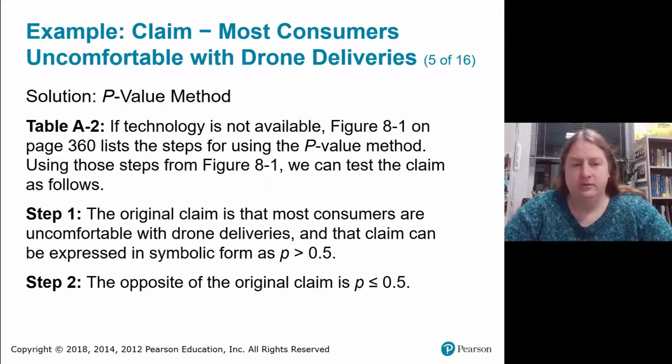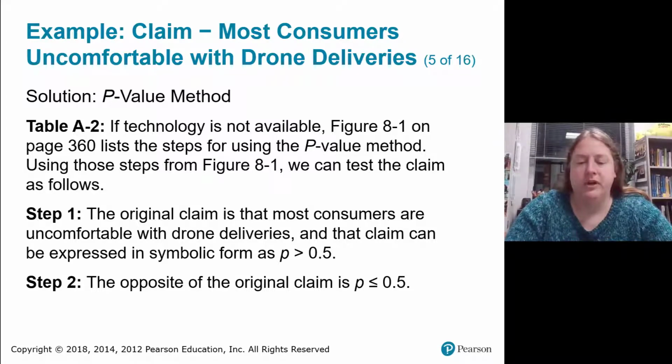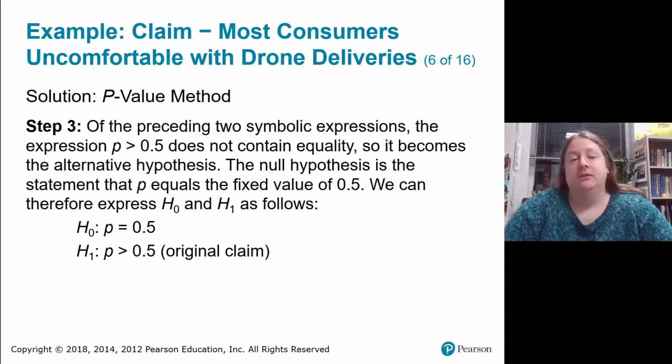Right? So step 1, our original claim is that most consumers are uncomfortable with drone deliveries, and that claim can be expressed in symbolic form as p is greater than 0.5. The opposite of that original claim is that p is less than or equal to 0.5. Right? Even if you're using technology, you should be going through these initial few steps, and I'll say when you'll break off from it.